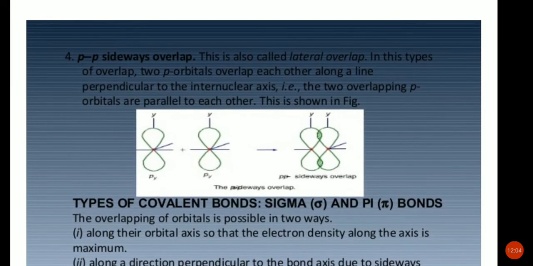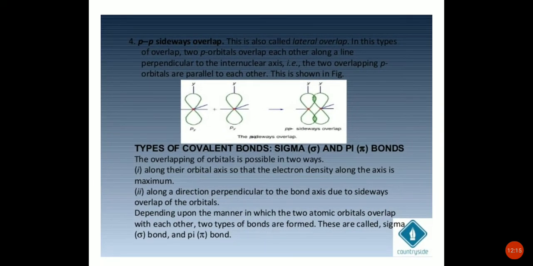So one p orbital overlaps with the other p orbital sideways, not along the internuclear axis. So, pp sideways overlapping, okay. We have discussed ss overlapping, sp overlapping, pp internuclear axis overlapping, and pp sideways overlapping. Now, types of covalent bond on the basis of internuclear axis and sideways overlapping.